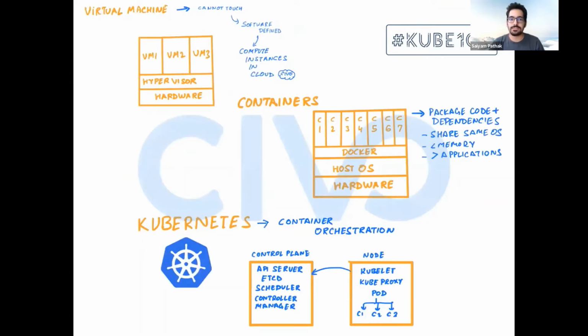So you can see a virtual machine is just a simple VM: you have hardware, a hypervisor, and a few VMs running on that. It's completely software defined, and basically any compute instances that you run in the cloud. So you will be seeing the VMs terminology. Those are actually the virtual machines running on the hardware.